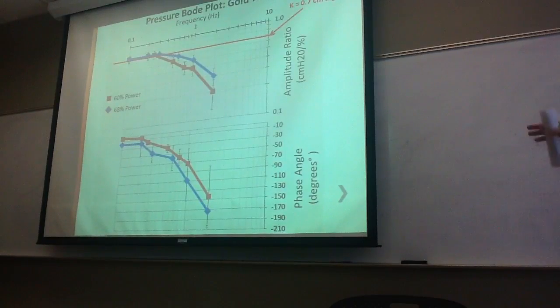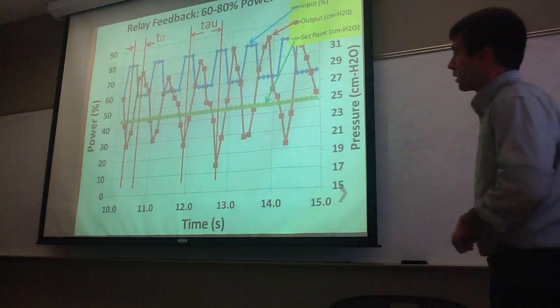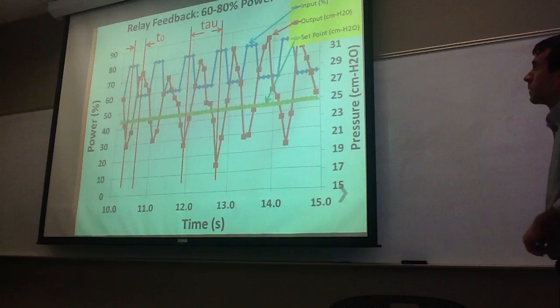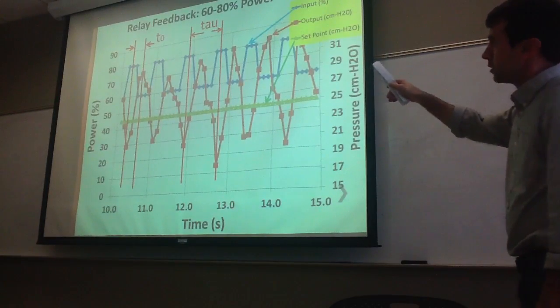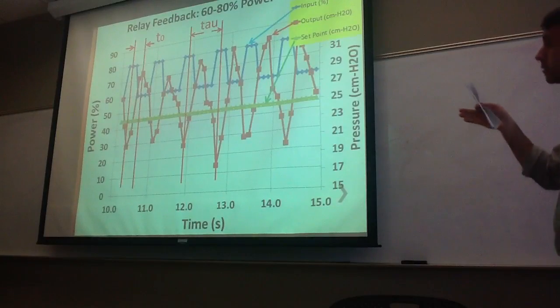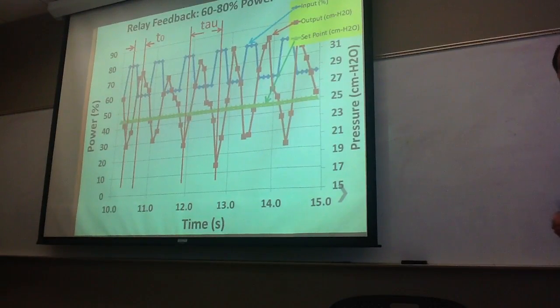We found greater uncertainties at the higher frequencies. Okay, this is the relay feedback experiment. And the tau and dead time are found similarly to how the peak to peak and the period are found with the other experiments.